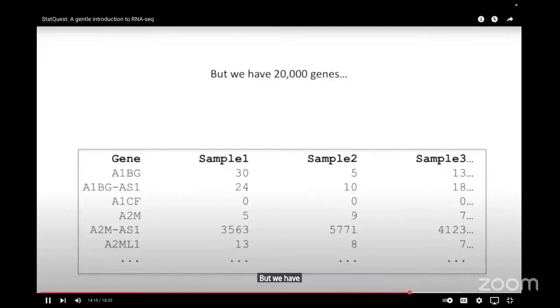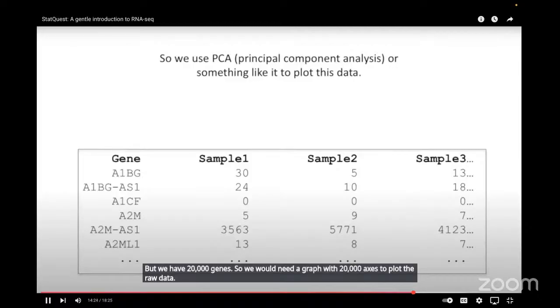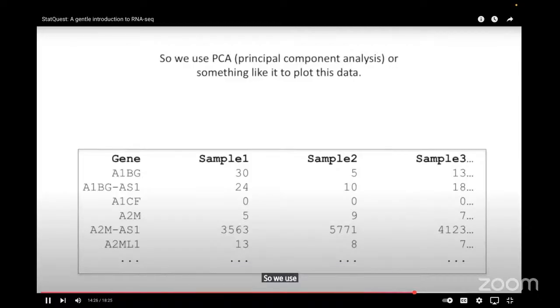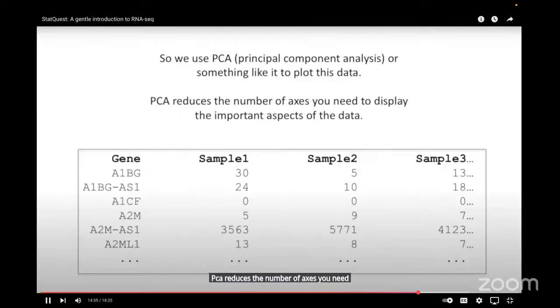But we have 20,000 genes. So we would need a graph with 20,000 axes to plot the raw data. So we use PCA, principal component analysis, or something like it to plot this data. PCA reduces the number of axes you need to display the important aspects of the data.